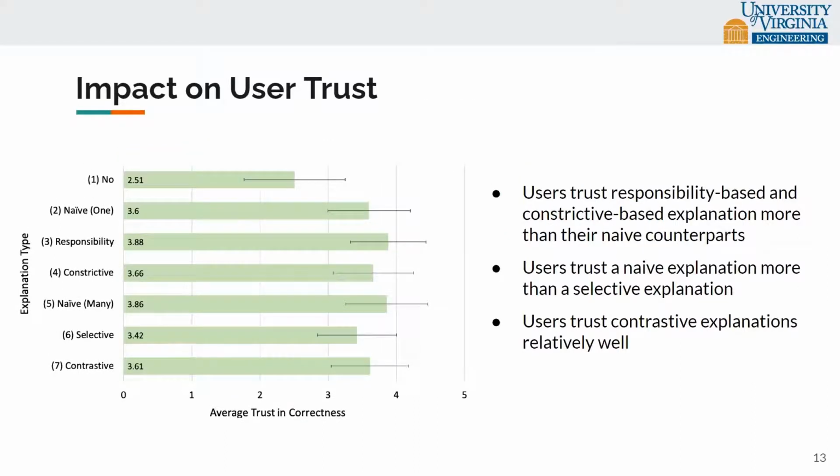Finally, looking at trust, we see the same patterns repeat. Responsibility and constrictive explanations perform better than their naive counterparts, while users trust explanations with more states over only the most important ones. Overall, contrastive explanations fare relatively well at increasing user understanding and trust while reducing cognitive burden.